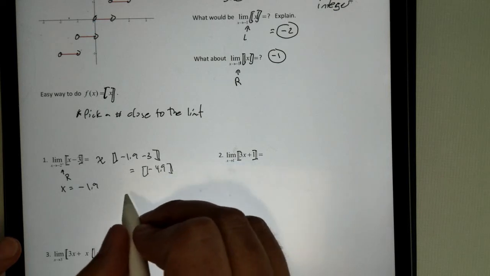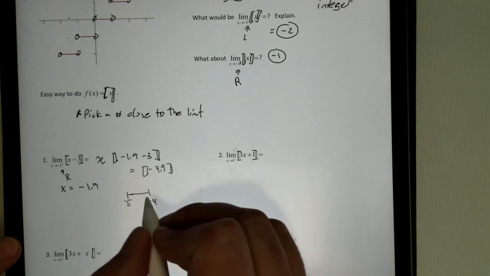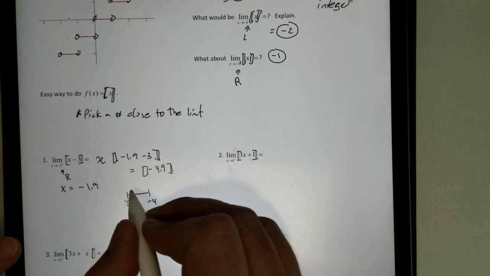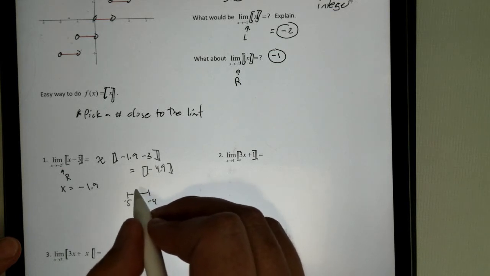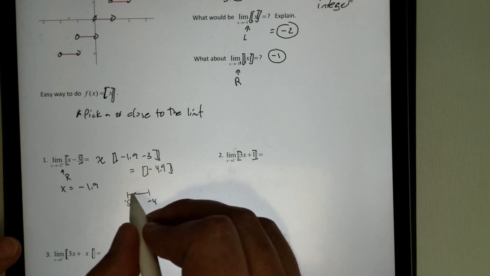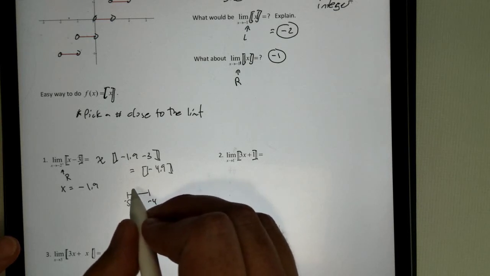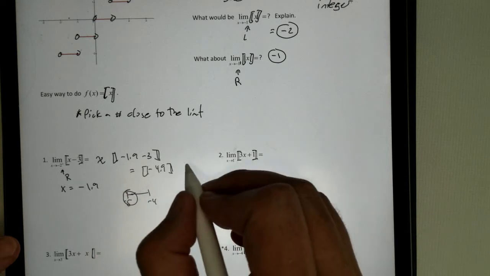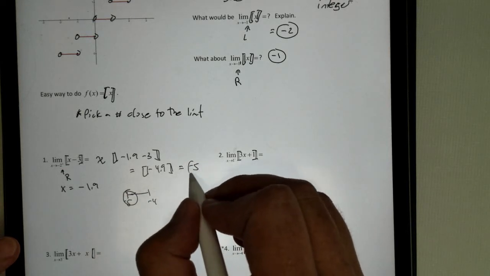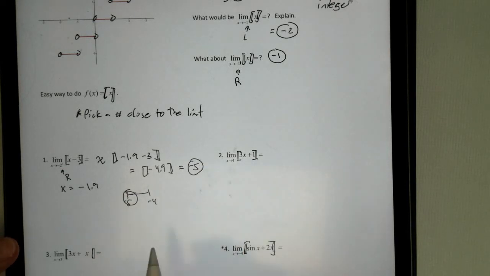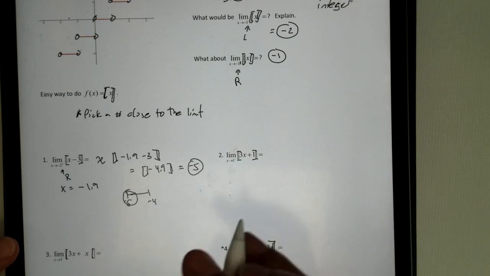-4.9 is between -5 and -4. So I'm going to go to the smallest value, which for us is -5. Remember, -5 is actually smaller than -4.